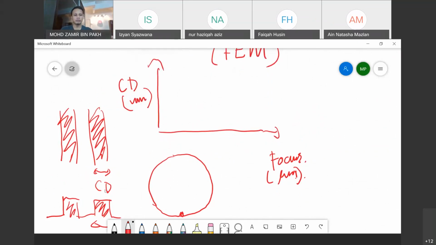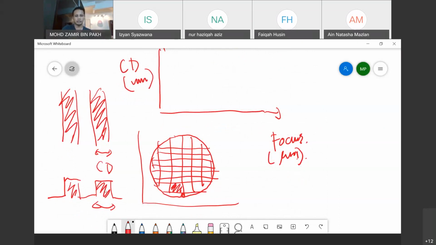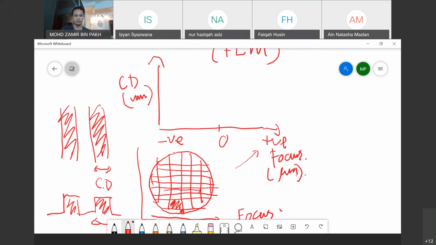focus exposure matrix, you will actually divide your wafer into multiple sections, in the scanner recipe. So it will detect the wafer as different sections. So each section will be exposed to different conditions. For example, if you talk about focus on the x-axis, each cell along the x-axis will experience different focus in the scanner. Just like what's given on the x-axis here, from negative focus to positive focus, and the center one could be zero focus.